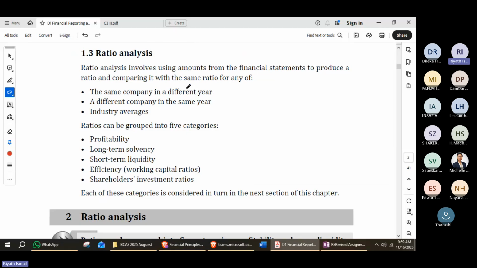So that's the thing. Now we move to the most important one, the ratio analysis. Ratios mean like this: A over B, into 100. This is ratio analysis. Let's see one by one.